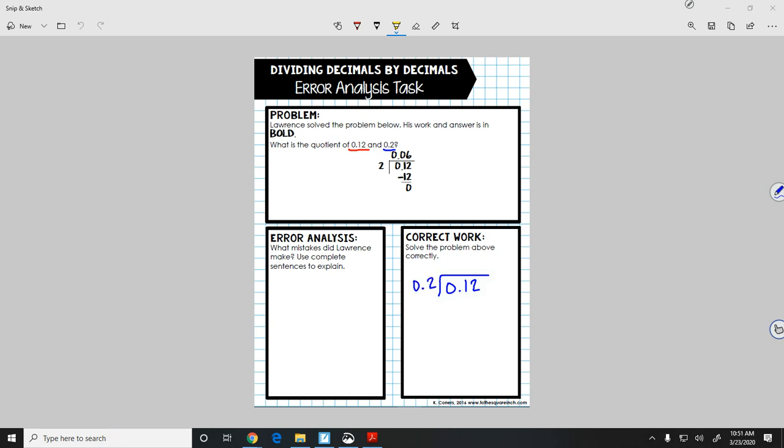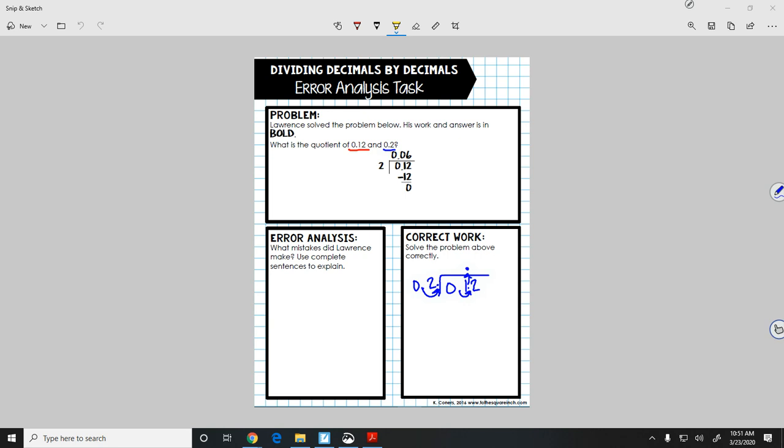So we have a decimal in both places, so we have to move the decimal to the right until we get a whole number. I'm going to move it one time. There's my new decimal. Whatever I do on the outside, I have to do on the inside. Move it one time. Remember, our next step is to bring the decimal straight up and plant it. So now we have 2 as our divisor, and we have 1 and 2/10 as our dividend. And so now we can divide.